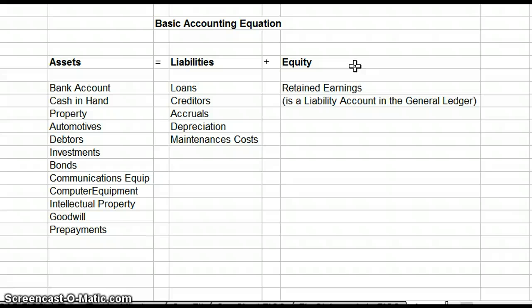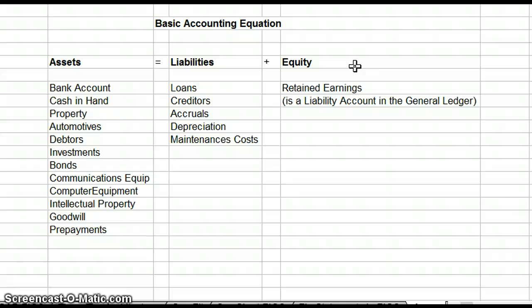Now that net profit would go into an account called the retained earnings. And the retained earnings also go on your balance sheet, and it's at the very bottom. So your assets equals your liabilities plus your equity, or your retained earnings.